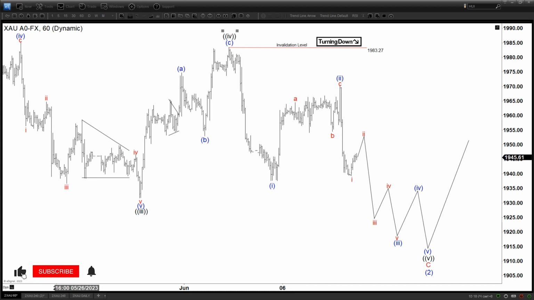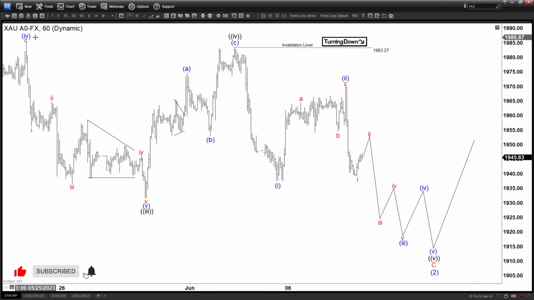Today is Thursday, June the 8th, and the time is 2 a.m. GMT, and we are looking at the chart of gold.